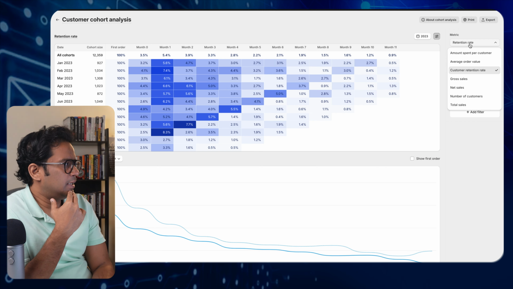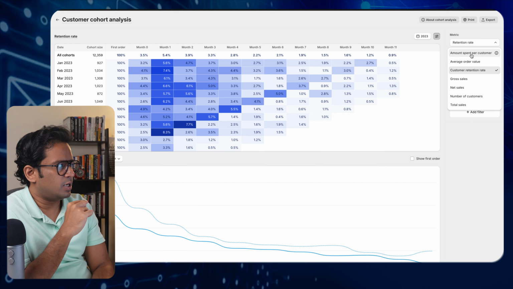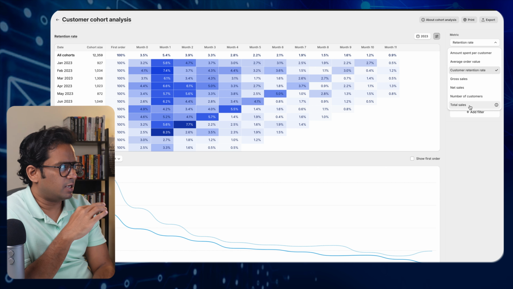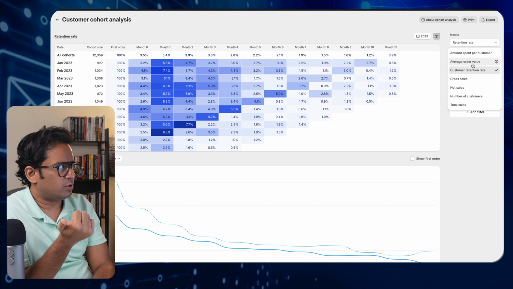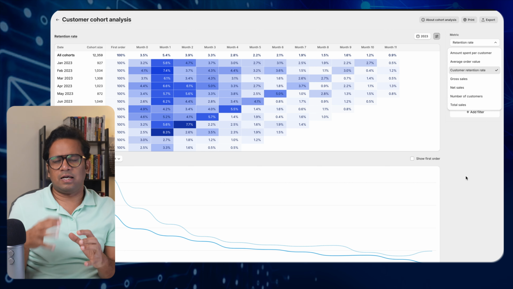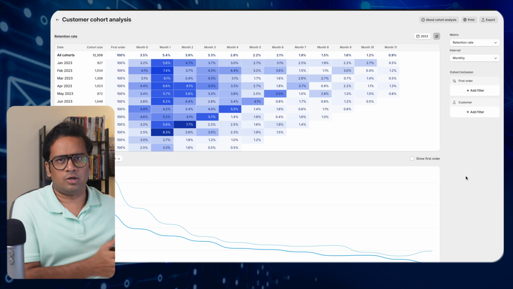Beyond this, you can have a look at the amount spent, average order value, gross sales, net sales, number of customers, total sales. But I think these 3-4 charts, retention rate, average order value, amount spent per customer, and net sales, with the number of customers remaining the same, will get you a better understanding of your retention curves.